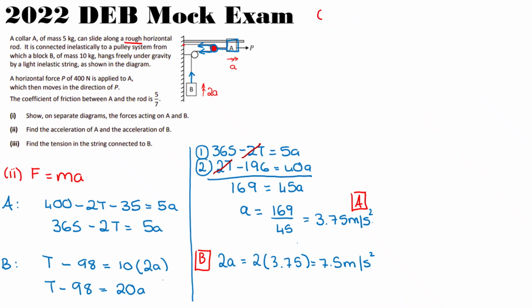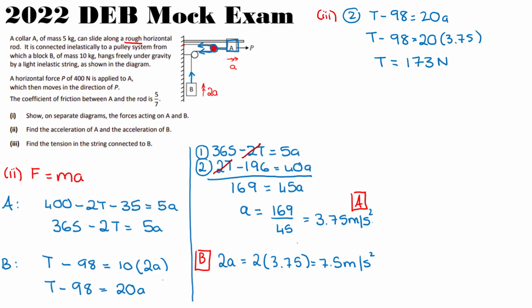So part 3 then asks us to find the tension in the string. So all we're doing is we're going back to either of our equations. I'm going to go back to equation 2, that's the one for B, which is T minus 98 is equal to 20 times A. I'm going to fill in that value of A, which is 3.75, and that's going to give us our value of tension, which is 173 newtons. So overall, not a bad question, although initially it may look like it's very complicated. This is all about trying to find the familiar in the unfamiliar.